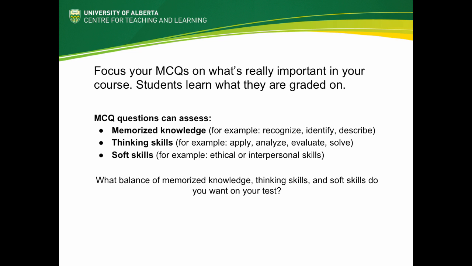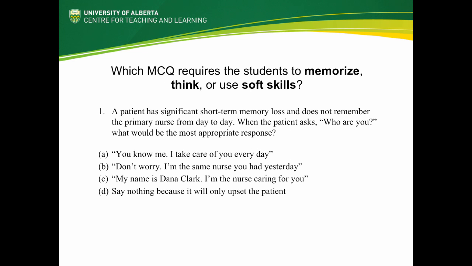So the first question I have for you today is, what balance of memorized knowledge, thinking skills, and soft skills do you want on your test? Well, let's take a look at what are some examples of each of these types of knowledge or skills, just to be clear. Which multiple choice question requires the students to memorize, think, or use soft skills? I'm going to show you a few multiple choice questions, and I'd like you to determine what types of thinking or skills the students are using.